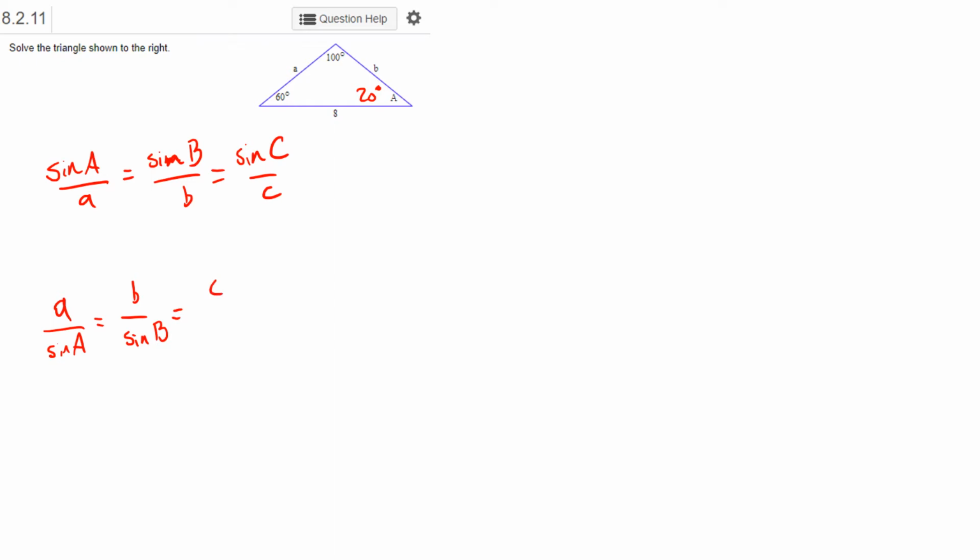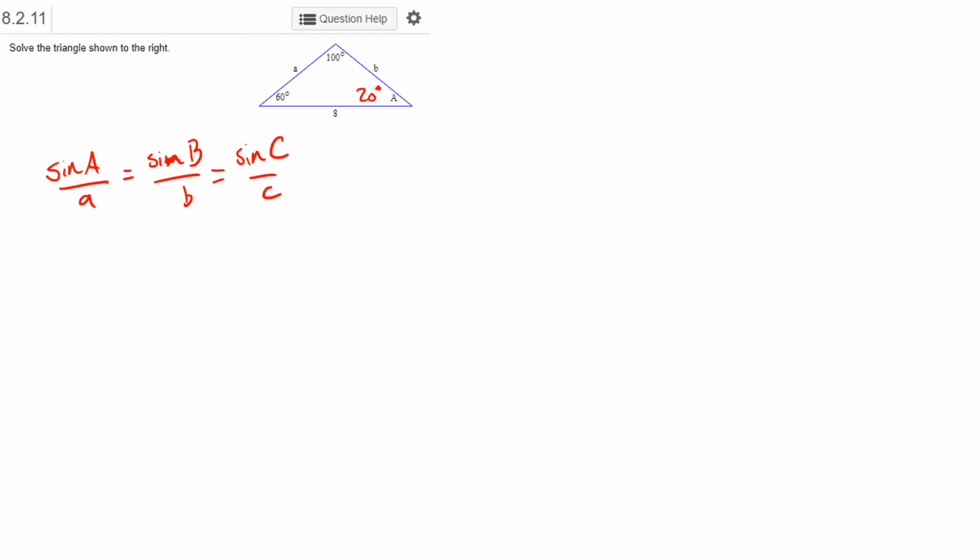It doesn't really matter which one you use, as long as you're consistent, whether you're putting angles in the numerator versus side lengths in the denominator or vice versa. Be consistent and it won't really make a difference. I tend to use this one where you have the sines up in the numerator. So since we know all of the angles, we can go ahead and put those in for the angles A, B, and C.